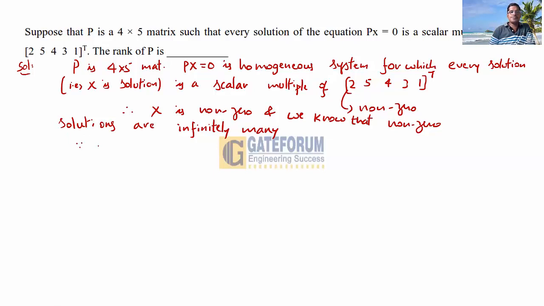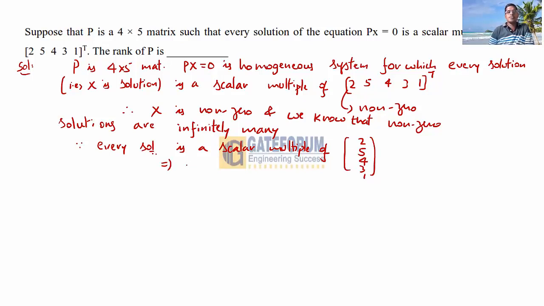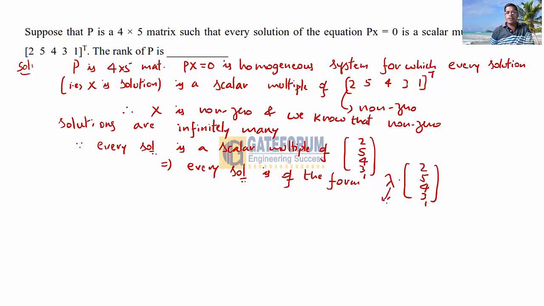Since every solution is a scalar multiple of the column vector 2, 5, 4, 3, 1, this implies every solution is of the form lambda into 2, 5, 4, 3, 1. This lambda is a scalar.